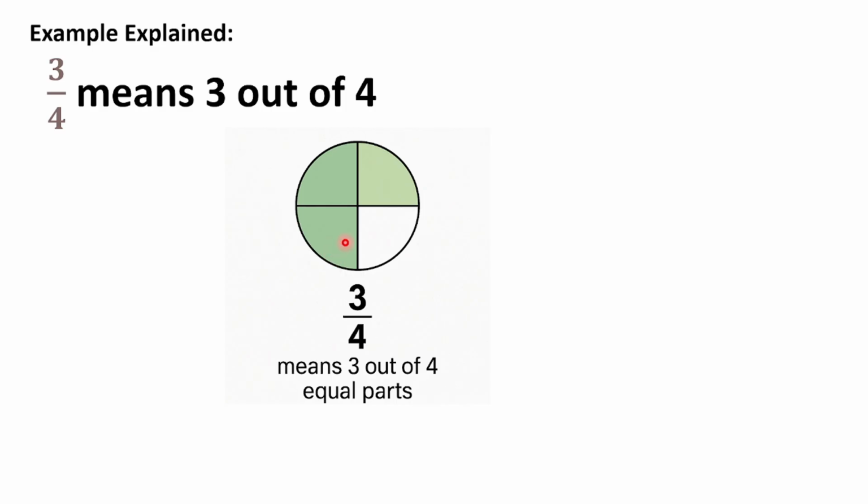the 3 equal parts are colored out of 4. So we can say 3 divided by 4 means 3 out of 4. There are 4 total parts and 3 parts are colored. So we can say 3 out of 4 equal parts.